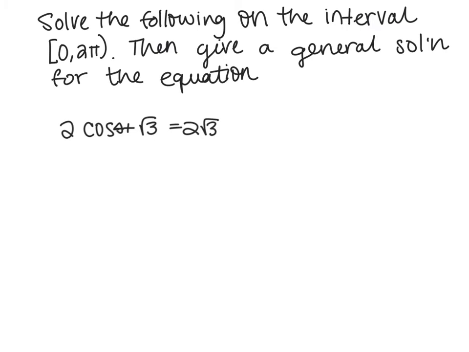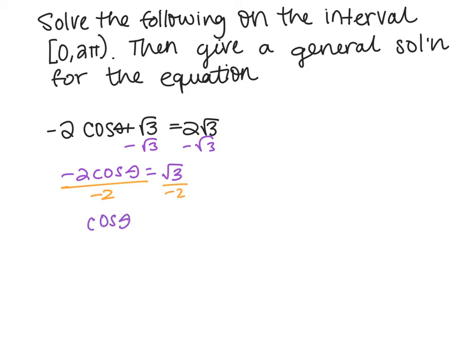Now, because the unit circle has a lot of radicals in it, there's going to be a lot of radicals in these problems at times. They still work the same. So we still want to get rid of our addition and subtraction first. So we subtract root 3, and we get negative 2 cosine of theta equals root 3. Remember, when you subtract radicals, just subtract the coefficients. Divide by negative 2, and we get cosine of theta equals negative root 3 over 2.